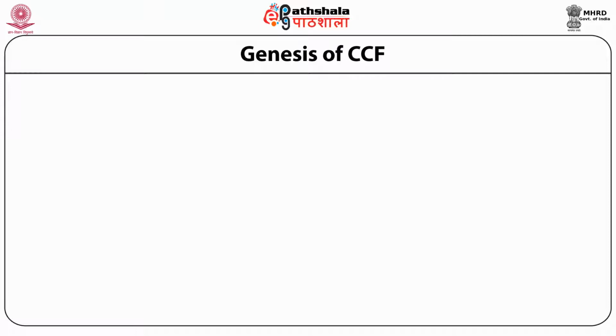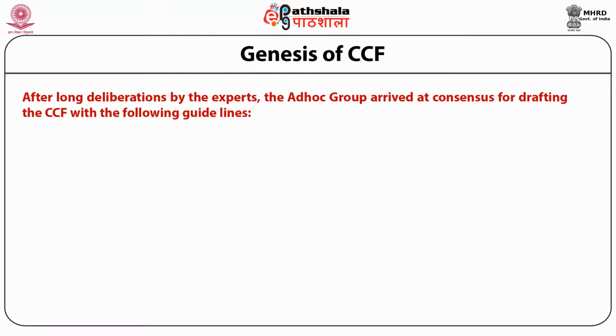So, the genesis, how it came to the cataloging field, I will discuss in a nutshell, point-wise. After long deliberations by the experts, they formed an ad hoc group, and the ad hoc group, after long deliberations, discussions, arguments and counter arguments, arrived at a consensus for drafting a CCF with the following guidelines. So, the CCF will be drafted basing on what guidelines? Basically, they have finalized the guidelines.